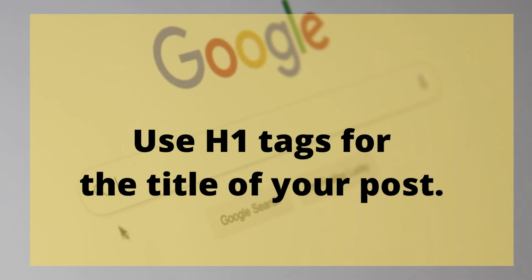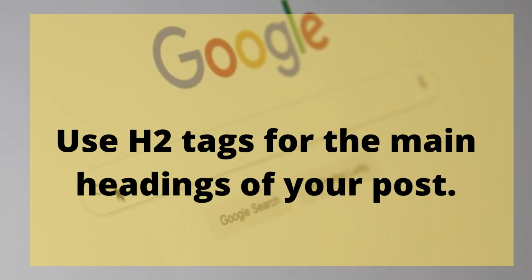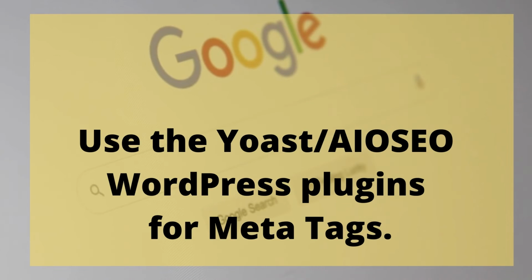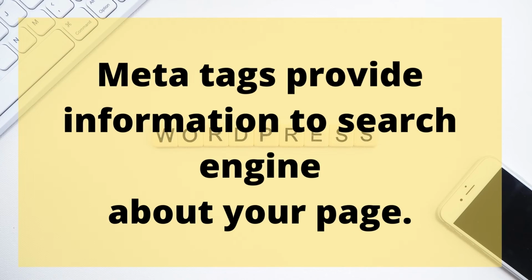Use H1 tags for the title of your post. Use H2 tags for the main headings of your post. Use the Yoast WordPress plugins for meta tags. Meta tags provide information to search engine about your page.